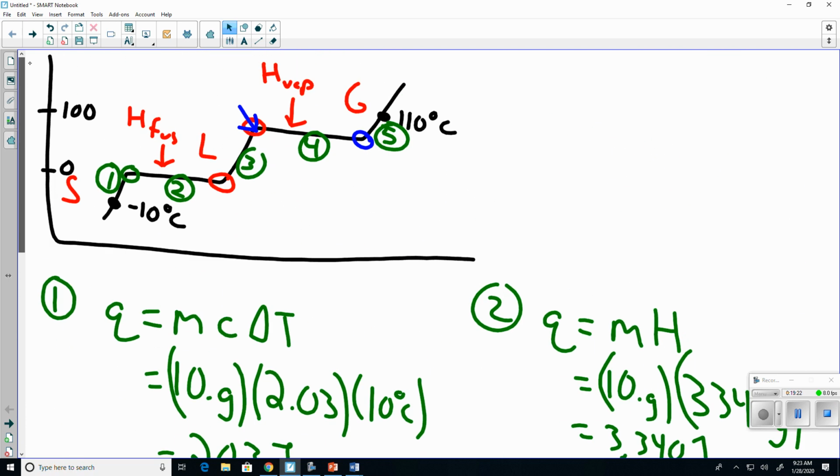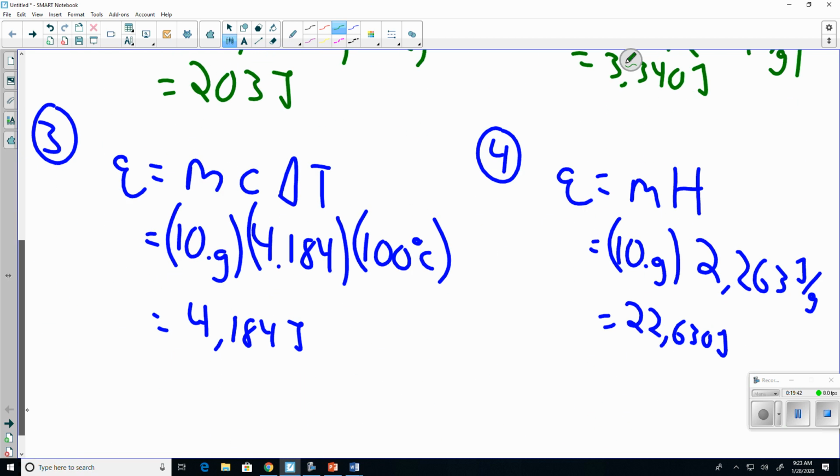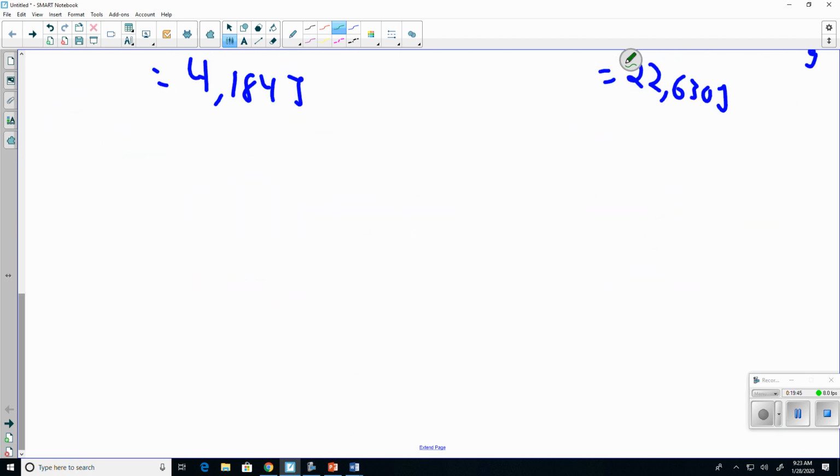If I slide back up to my graph, we have just gotten to where I put my green arrow. We're now at a gas at 100 degrees Celsius. Our last step is to get that gas to 110. Anytime we are on a slope of the graph, there is a temperature change. Therefore, we have to use Q equals MC delta T. Tyler, what's the mass? 10 grams.